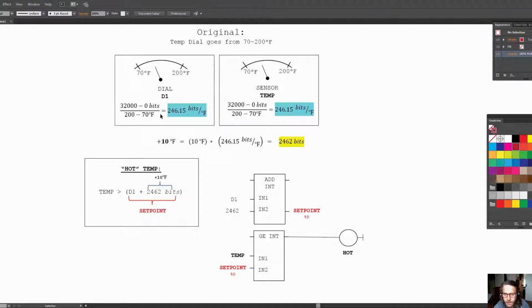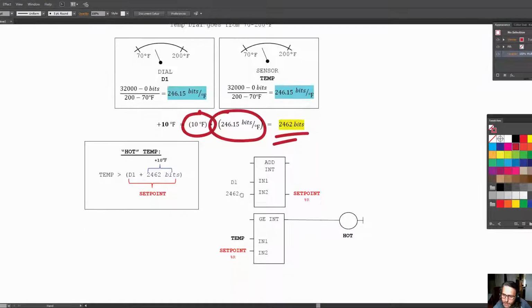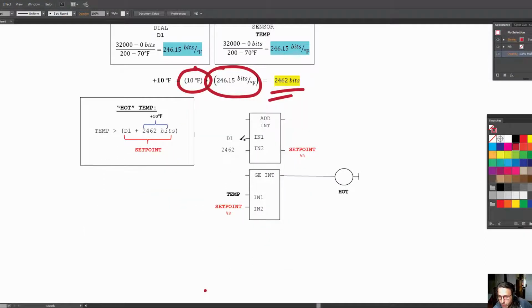take 10 degrees Fahrenheit, and we're just going to use an add block to add 10 degrees Fahrenheit. Of course, you're not adding the number 10, you're adding the bit equivalent of 10. So that was the main calculation here, where we take 10 degrees Fahrenheit times the 246, and this is what we're adding. So we did this in two steps. We had an add block where we added the 2462 to create this %r variable, the set point.